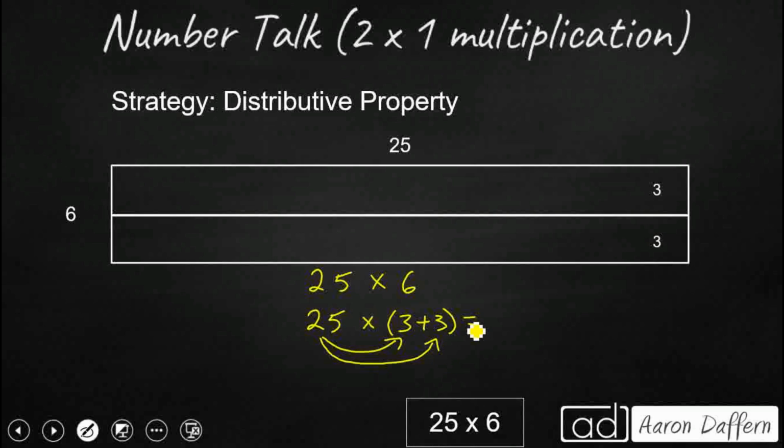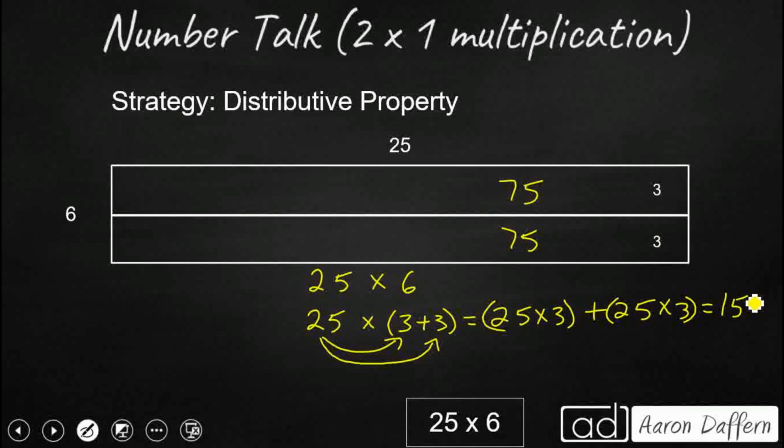So watch this. I'm going to take my 25. I'm going to multiply it, instead of by 6, by 3. That's easy. That's 75. Think of 3/4, 75 cents. Then I'm going to add the other partial product here of 75, and hopefully I got what you got, 150. 25 times 6 is 150.